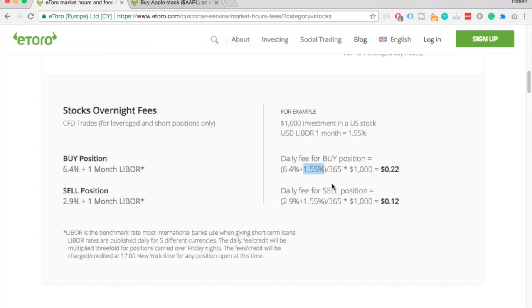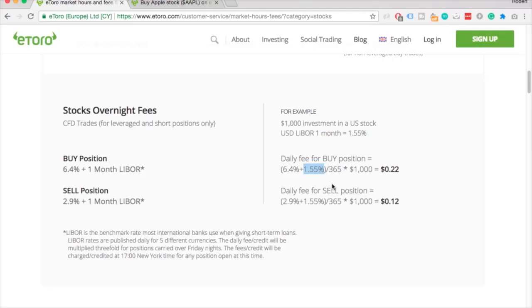You're probably wondering what the hell is Libor? Well, it stands for London Interbank Offered Rate. Ugly name, I know, it's a bit boring. But this is the interest rate at which banks borrow money from each other internationally. And it's one of the benchmark rates that indicates how much it costs for banks to borrow money. And it is constantly changing, so you have to look it up when you do the calculation.